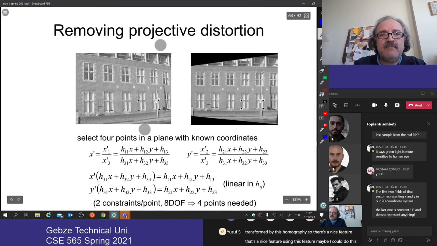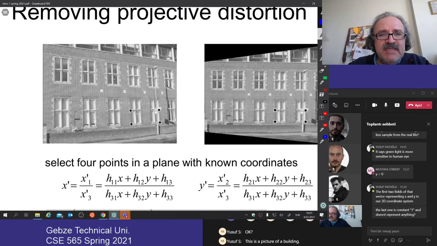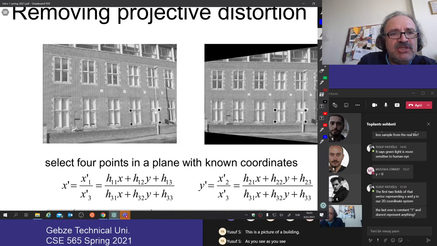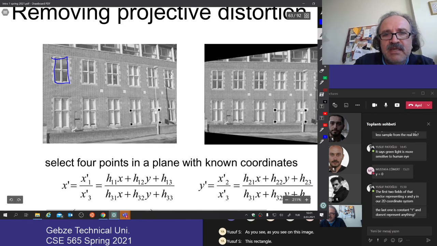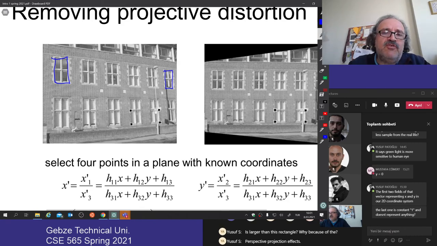Okay. This is a picture of a building. As you see on this image, this rectangle is larger than this rectangle. Why? Because of the perspective projection effects. Because of the perspective projection, the objects that are near to the camera appear larger, right? That's what the thing is. But I don't want to do that.